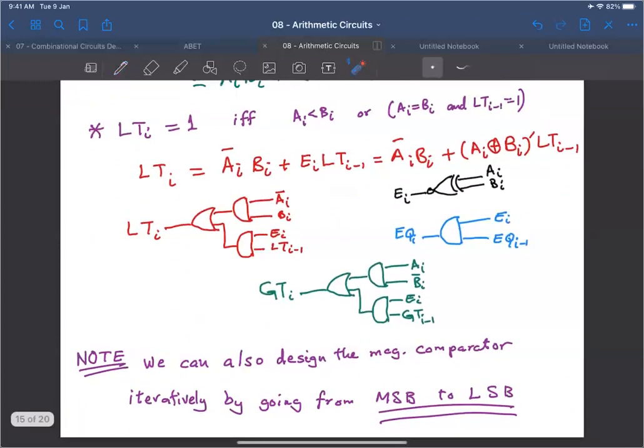Just like we did it from the least significant bit to the most significant bit iteratively, notice that you can also do the reverse, which is from the most significant bit to the least significant bit, iteratively as well. So I encourage you to try to do that yourself.